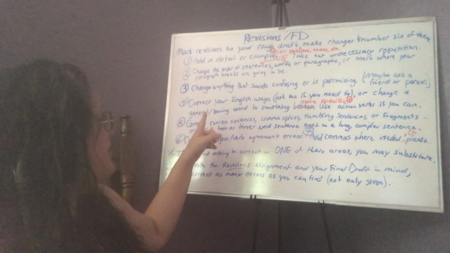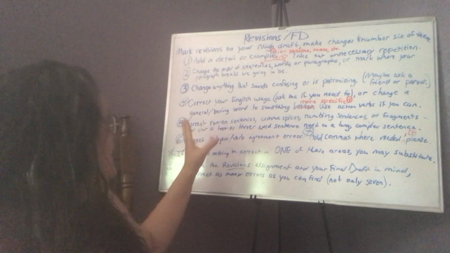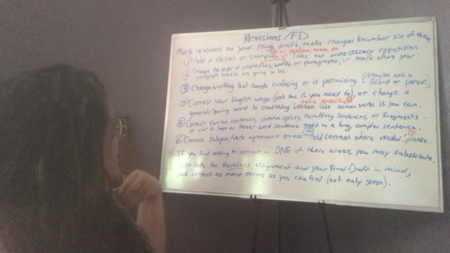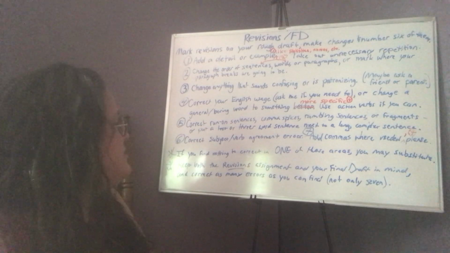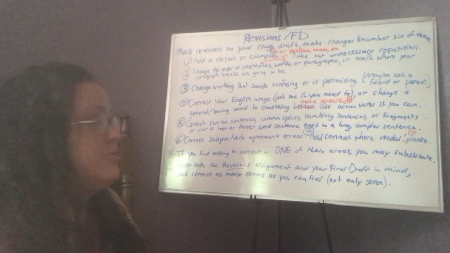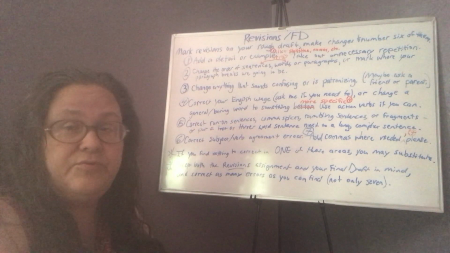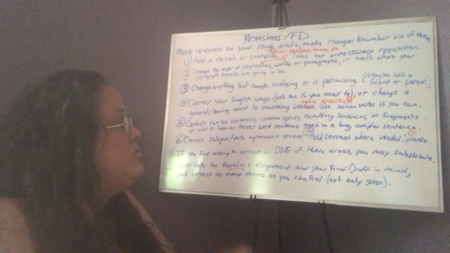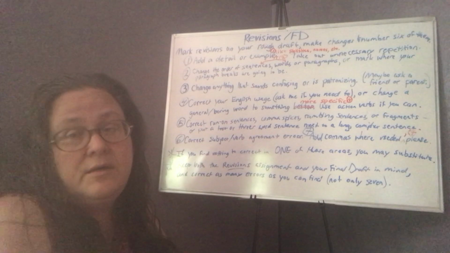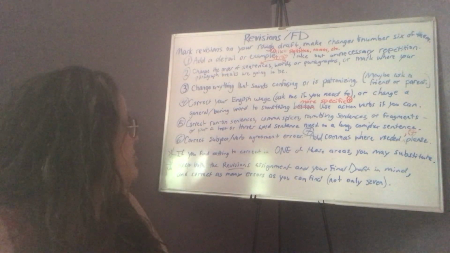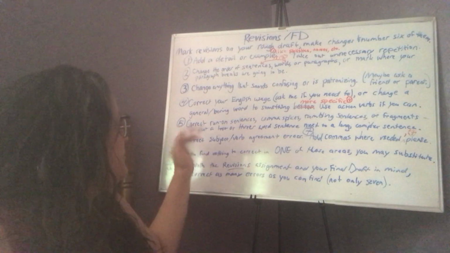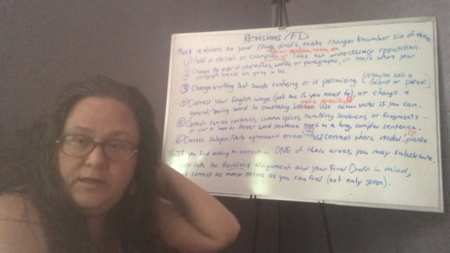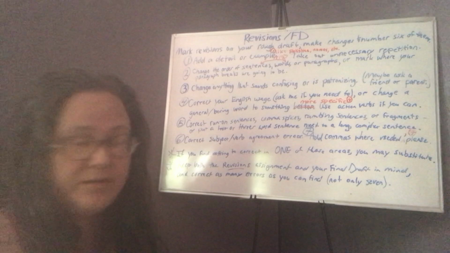Number 4, correct your English usage. Okay, we did that, and I showed you an example. And number 5, correct run-on sentences, comma splices, rambling sentences, or fragments. All those sentence problems, if you know how to correct those. Or put a 2 or 3 word sentence next to a long, complex sentence. Those can be counted as sentence fluency types of corrections.